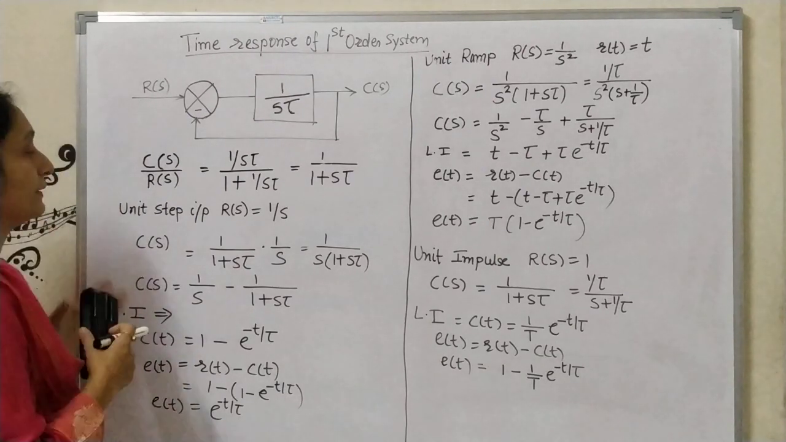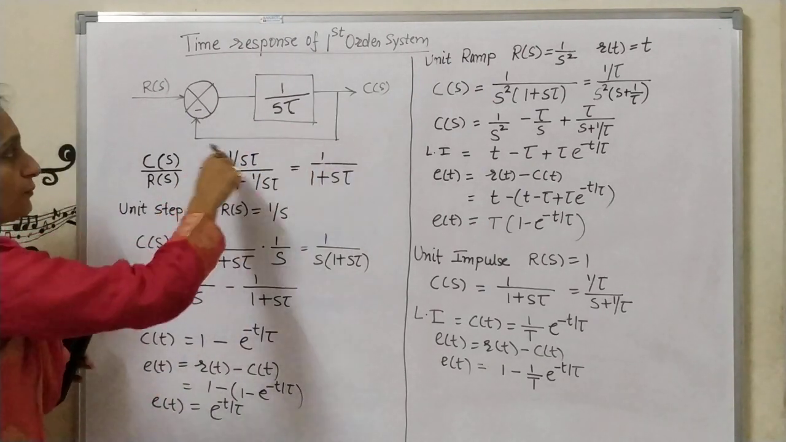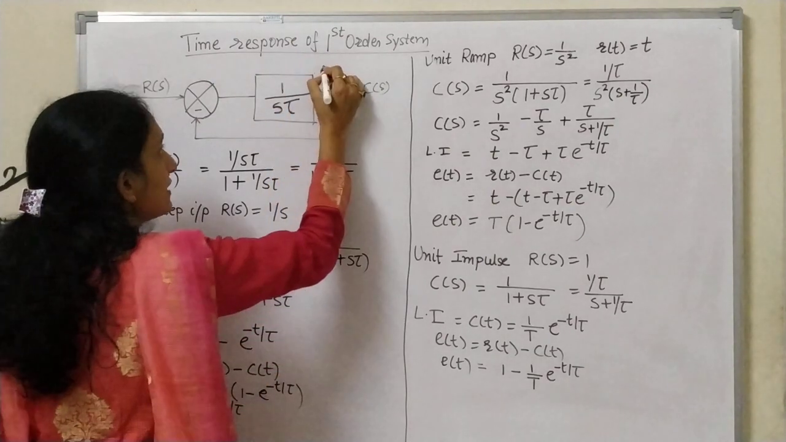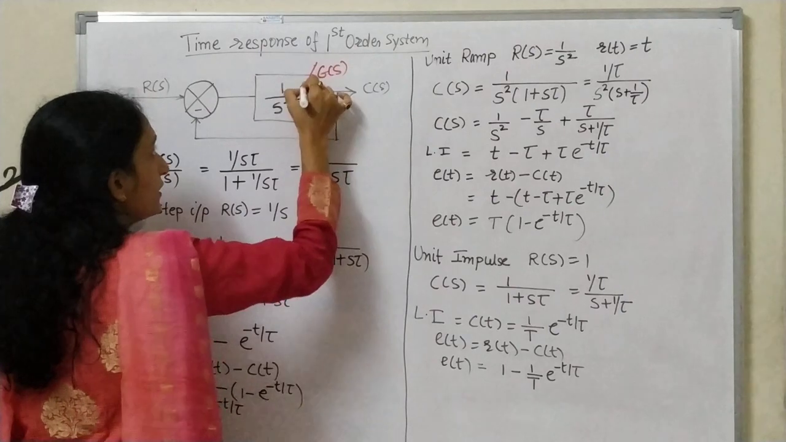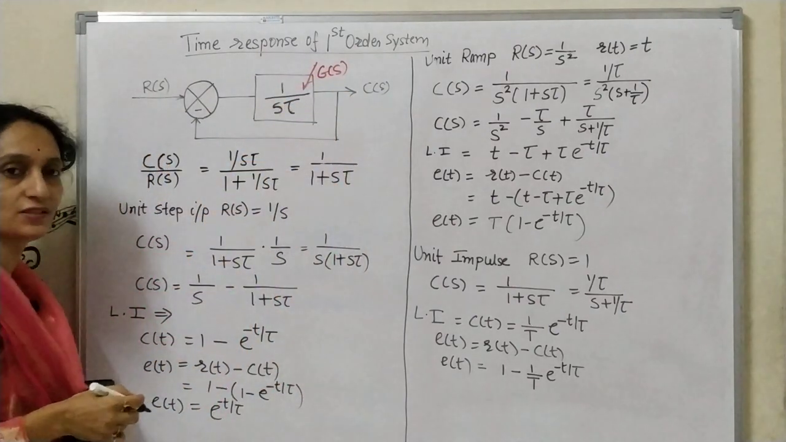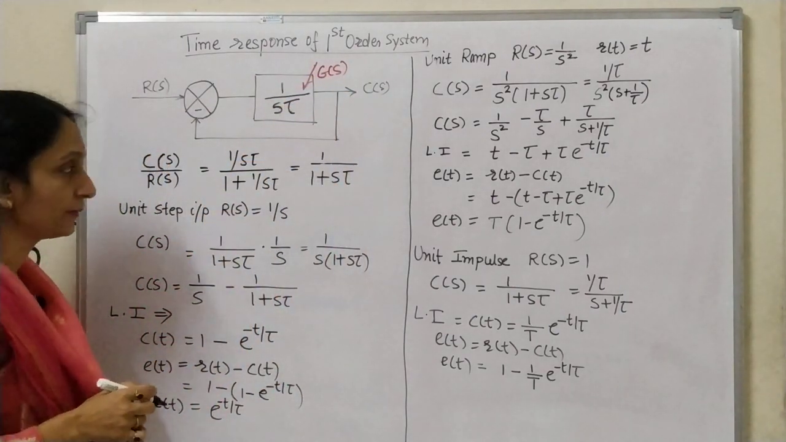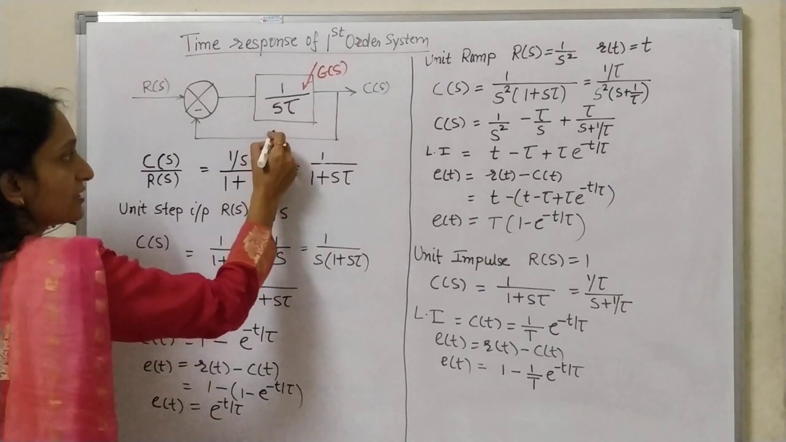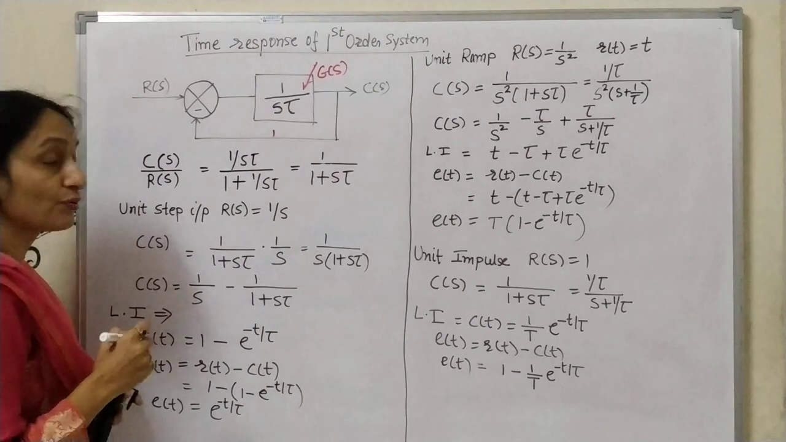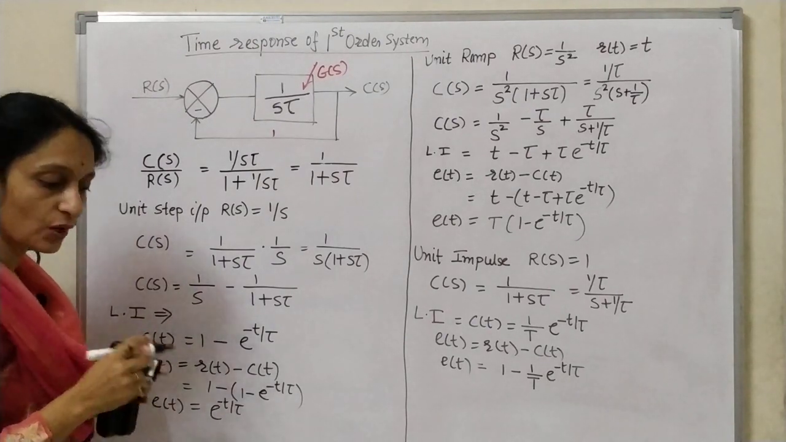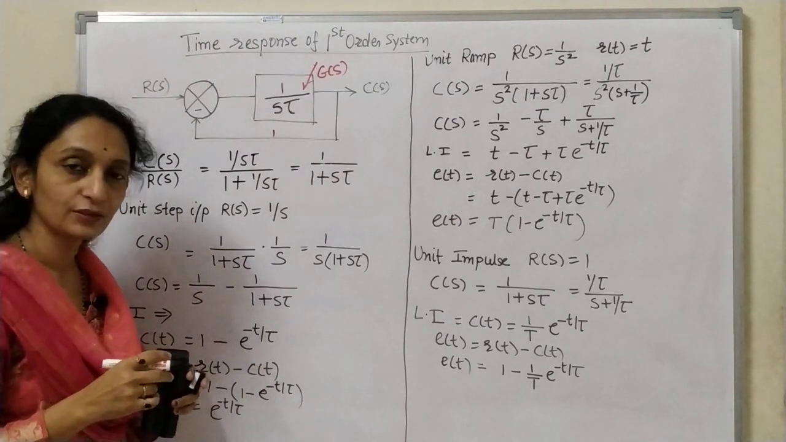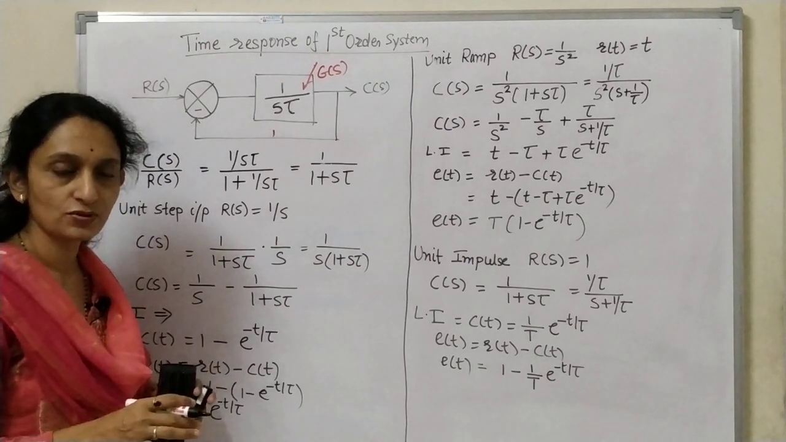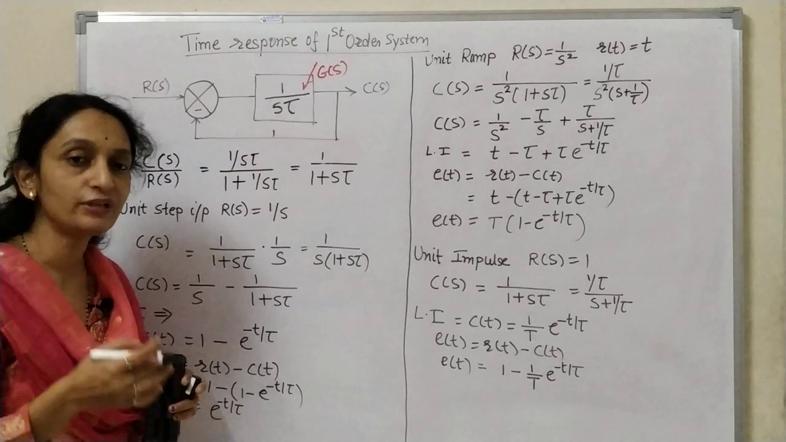Now see here, this is the block diagram. Here G of s is given as 1 upon s tau. Tau is nothing but the time constant. And you can check H of s is unity, so a unity feedback system is there. What we need to do is calculate the output response, so I need to calculate C of t.